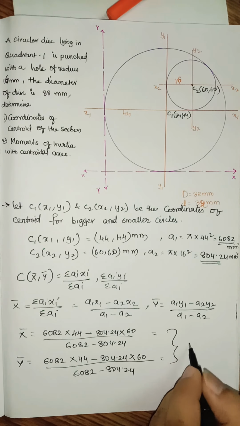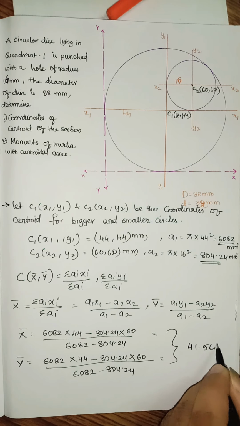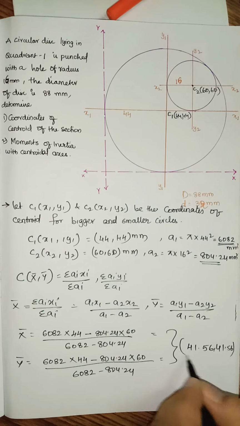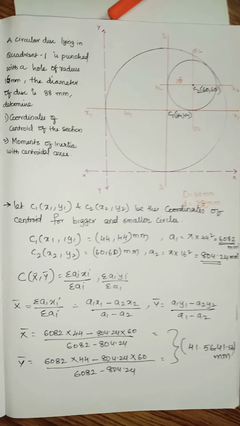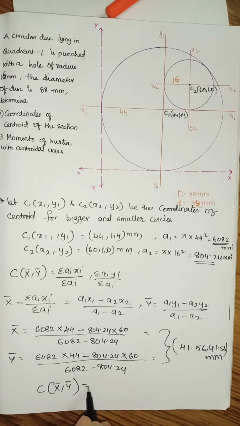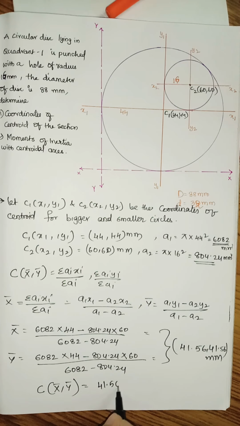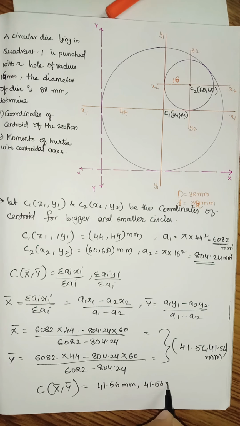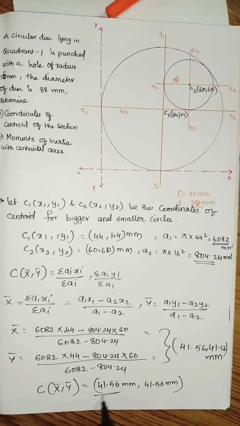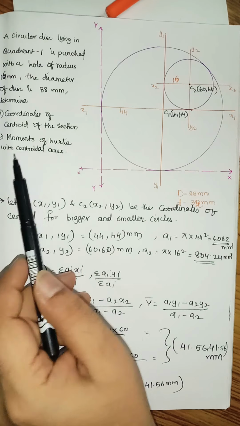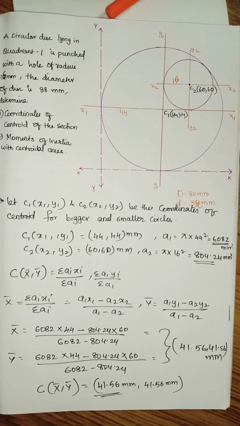41.56 and 41.56 millimeters. So capital C x bar y bar will be equal to 41.56 millimeters and 41.56 millimeters. So this is centroid. We got the first answer. The next thing is we need to calculate moment of inertia with respect to centroidal axis. So we have 41.56 over here.